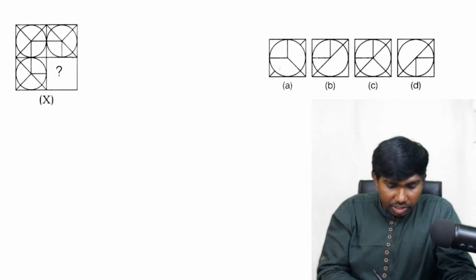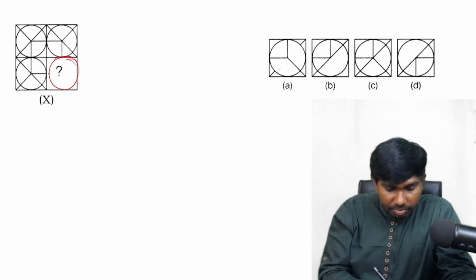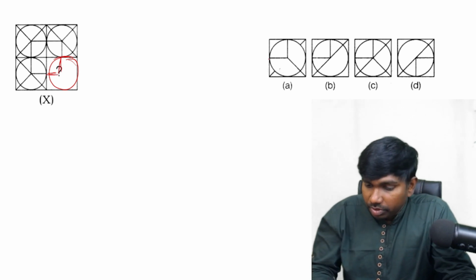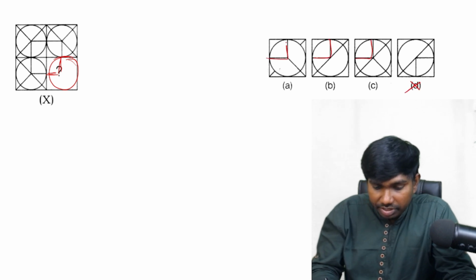Next one. So there must be a full circle, right? And there must be a completing square here, meaning top left there must be a square shape. Square shape is not available in this. Square is there here and here also.